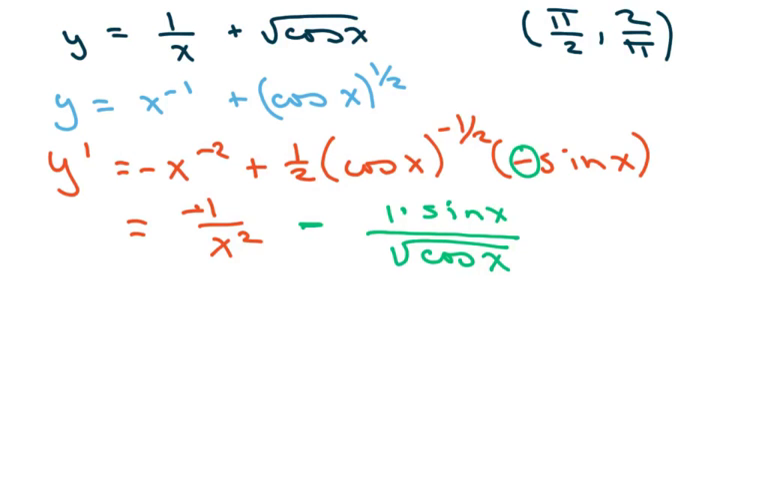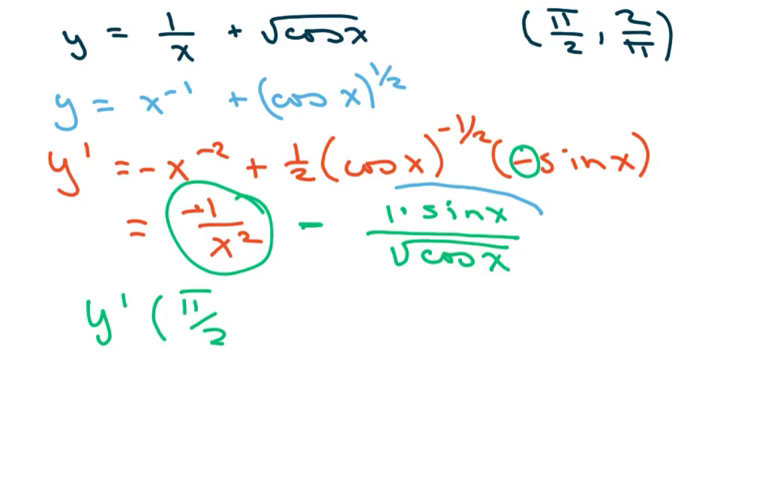Now all I have to do is plug in my pi over 2 for my x. When I plug in pi over 2, we're going to notice that the derivative, that pi over 2, well, it will work in there, but over in this section it's going to end up being undefined, because sine of pi over 2 is 1, and cosine of pi over 2 is 0. So that's undefined. We're just going to put undefined.